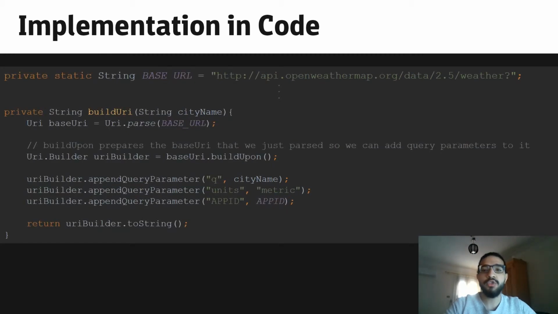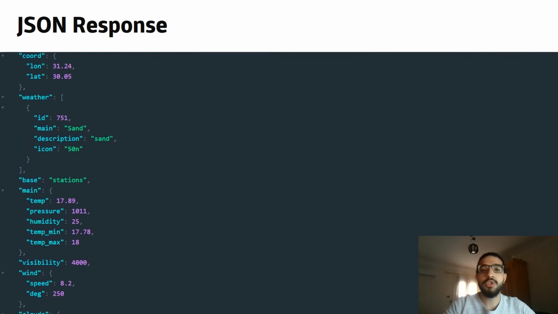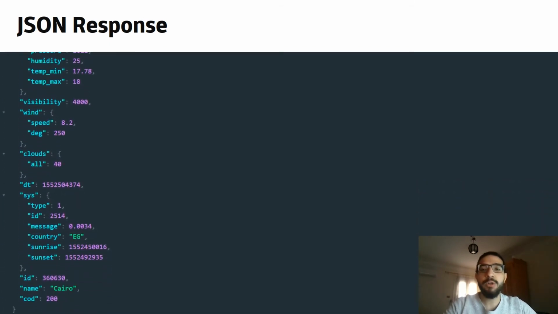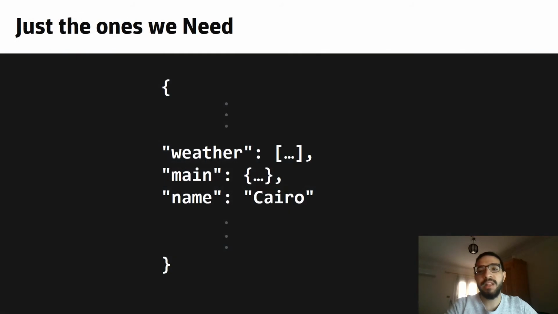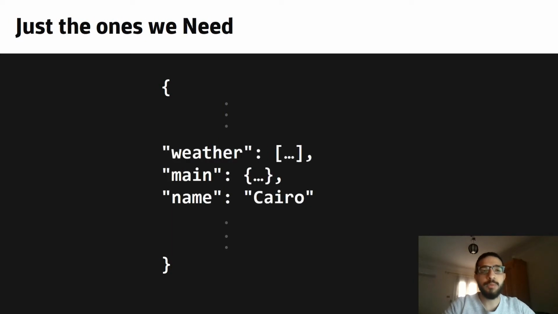The return value should be exactly what we need. Moreover, here is what the response should look like when I make the request through that URL in my browser. I will just choose the info I need and leave the rest. So I'll pick weather key and main key and name key. Remember, those are all in the root response.